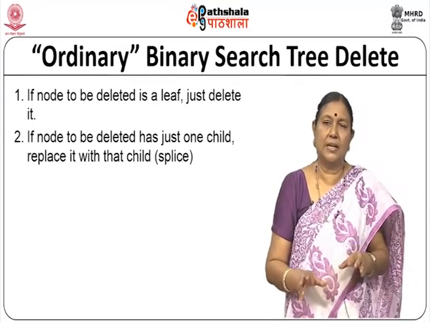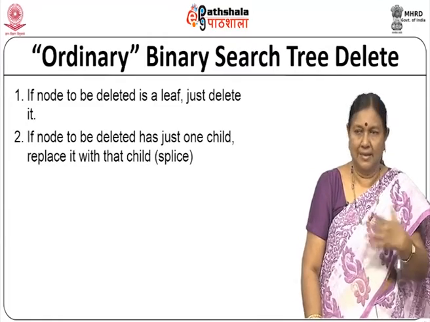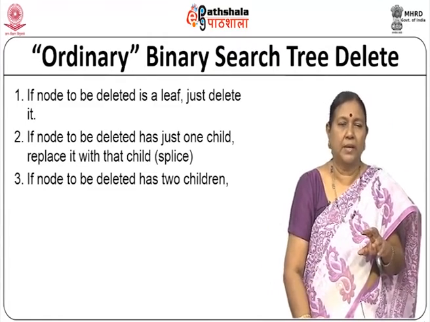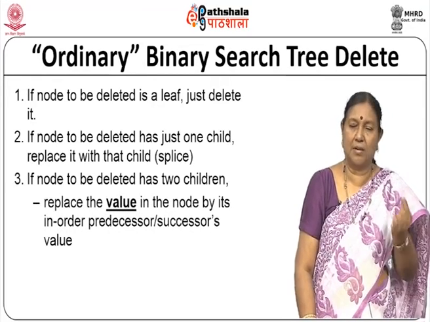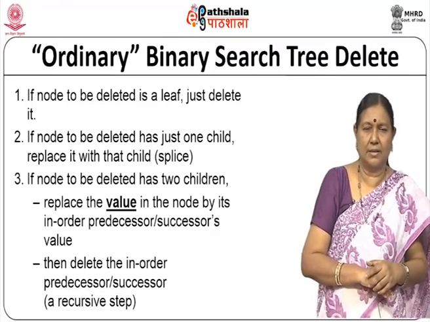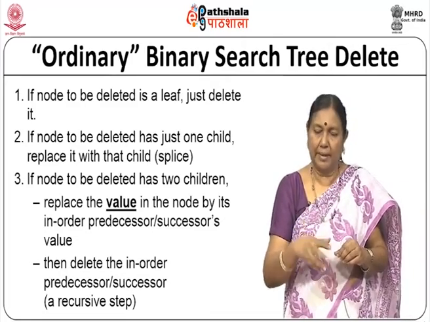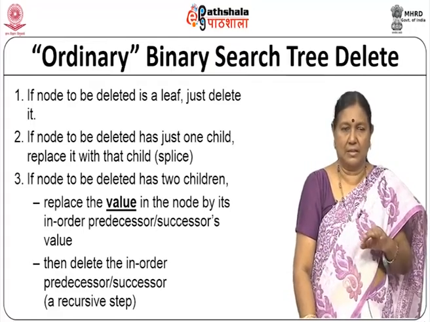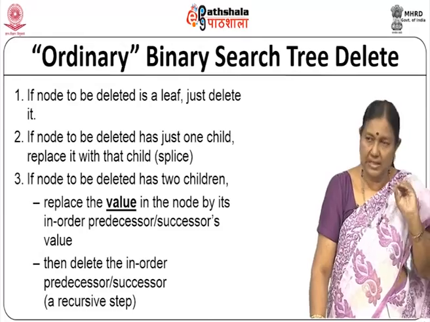If a node to be deleted has just one child, replace it with that child, splice it, is a term used here. If a node to be deleted has two children, then what do we do? We replace the value in the node by its in-order predecessor or successor's value, and then delete the in-order successor or predecessor, which ensures by definition that it can have only one child. So, this is a recursive step. This is how deletion happens in a simple binary search.